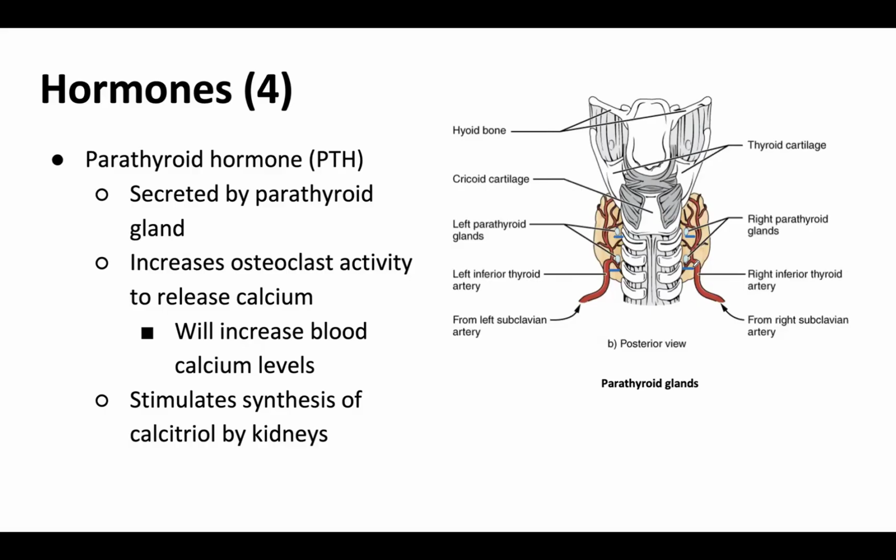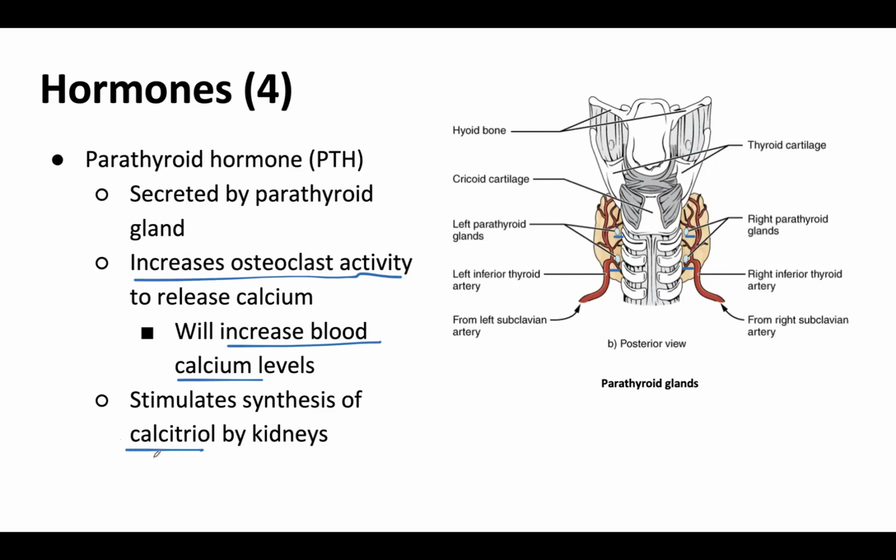to phosphorus and magnesium. Its major effect is to increase osteoclast activity, to break down the extracellular matrix, and to release that calcium into the blood, which will increase blood calcium levels. So if blood calcium levels are low, PTH will be released by the parathyroid glands, and this will initiate osteoclasts to get to work. PTH will also affect the kidney to form and secrete calcitriol.